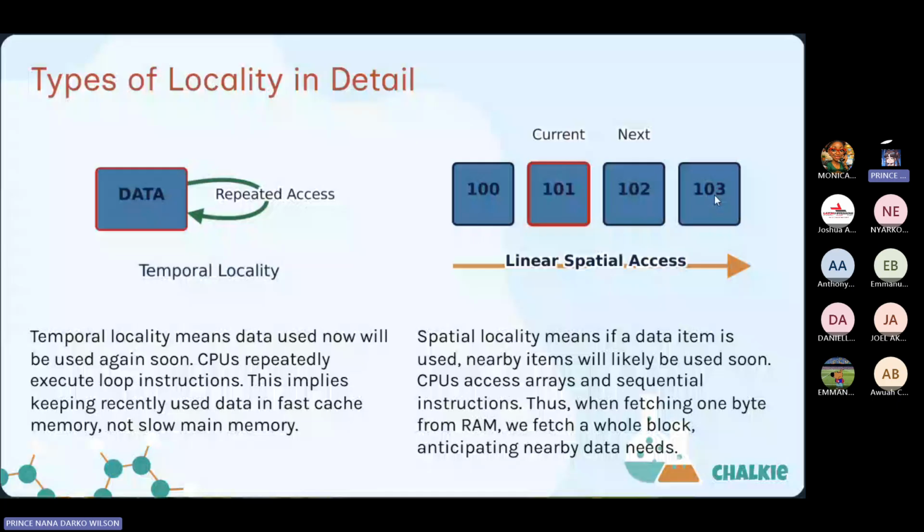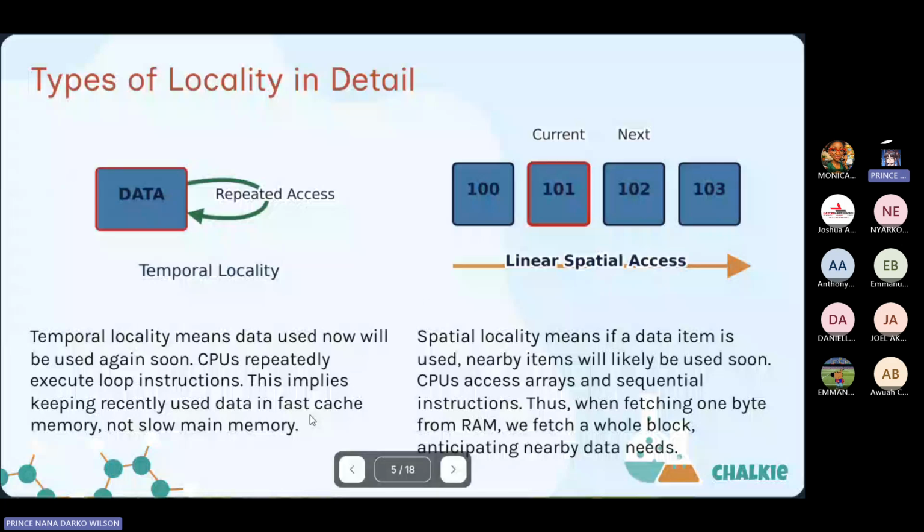So let's proceed. Spatial locality means if a data item is used, the nearby items will likely be used soon. The CPU accesses arrays and sequential instructions. That's why when fetching 1 byte from RAM, we fetch a whole block, anticipating nearby data needs.